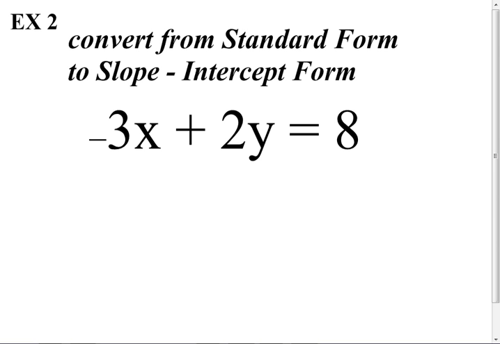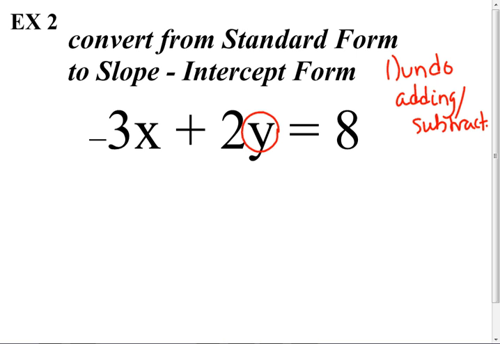Oh, this one's harder. Yes, very hard. But we can do it. Circle the Y. That's what you want all by itself. You always undo the adding, subtracting first. Now, here's what I do with my notes. I will save this when we're done, and then you could print it out, but you can go back.